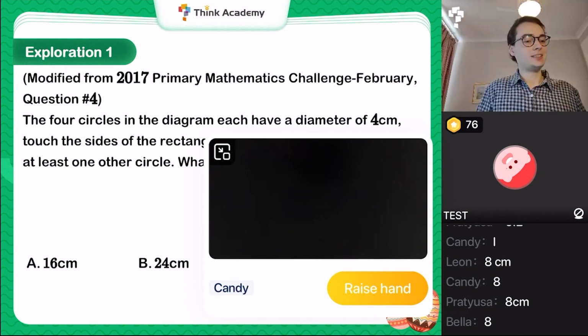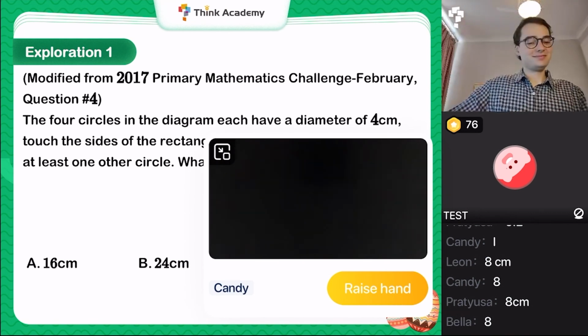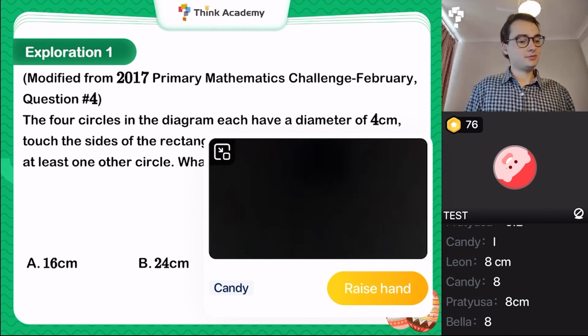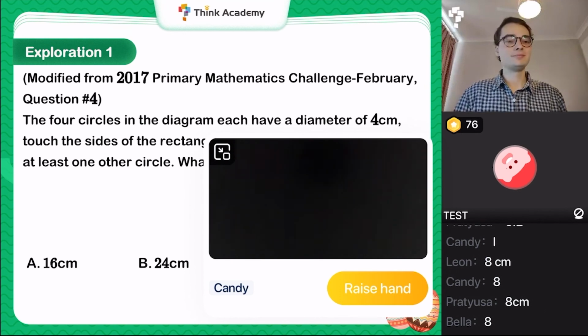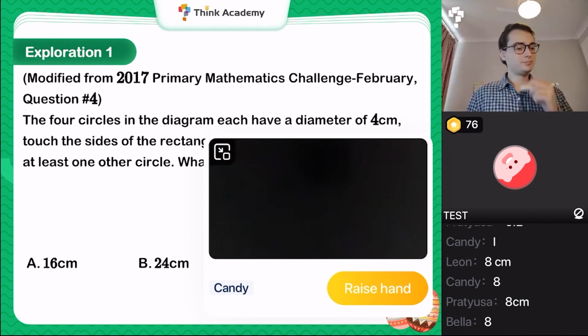Okay, Candy. The 4 circles in the diagram each have a diameter of 4 cm. Touch the sides of the rectangle and pass through the center of at least one other circle. What is the perimeter of the rectangle?